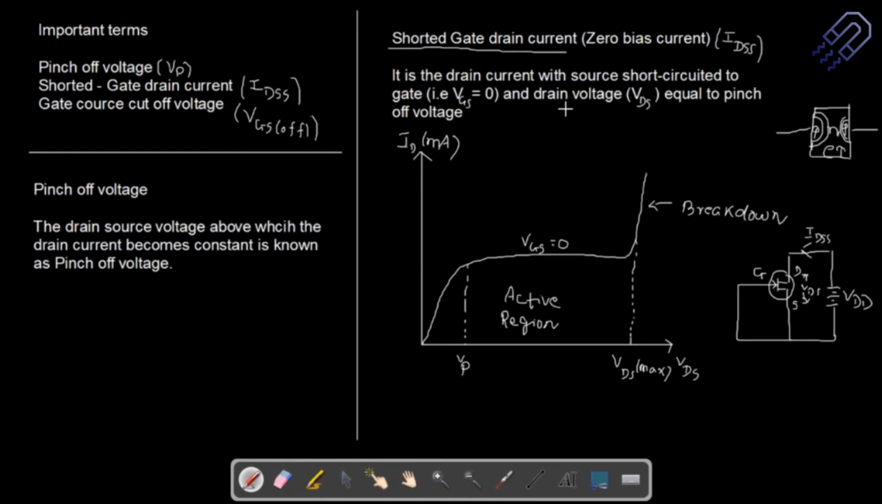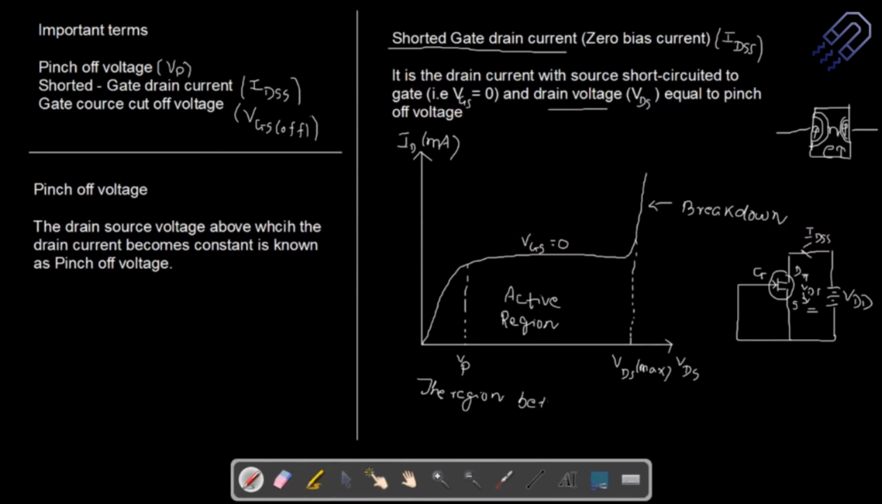Also remember that this drain voltage that we are talking about, that means VDS, is equal to the pinch off voltage. We take this and consider it as the active region. This is again important. This particular region is called the constant current region. Maybe I can write down this definition. If I ask you to explain this graph, you should be able to write down these points.